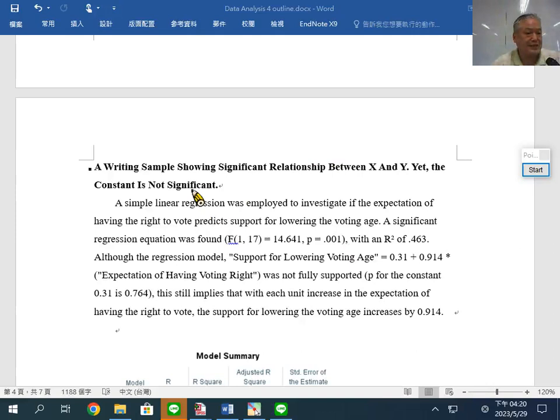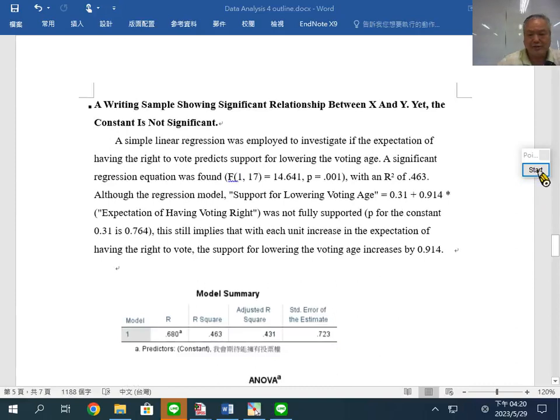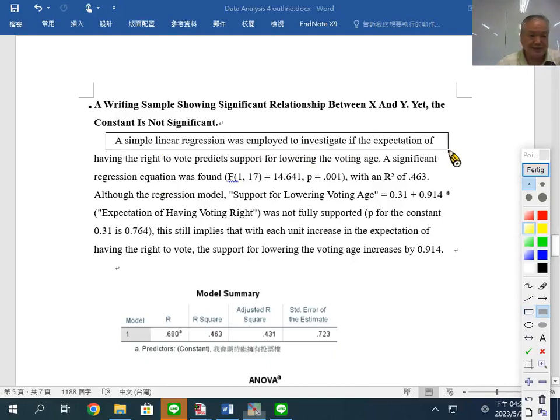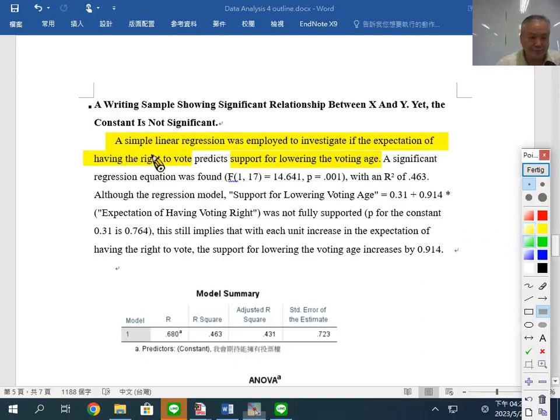The second one is a writing sample showing a significant relation between X and Y, yet the constant is not significant. So there is a slight change for the wording. First of all, we identify the purpose and the method used in one sentence. A simple linear regression was employed to investigate if the expectation of having the right to vote predicts support for lowering the voting age, right? So basically we have 2 variables. One, the expectation of having the right to vote, predicts support for lowering the voting age.